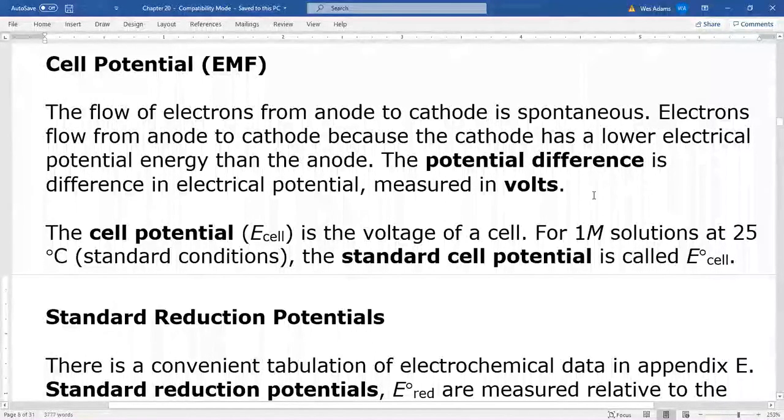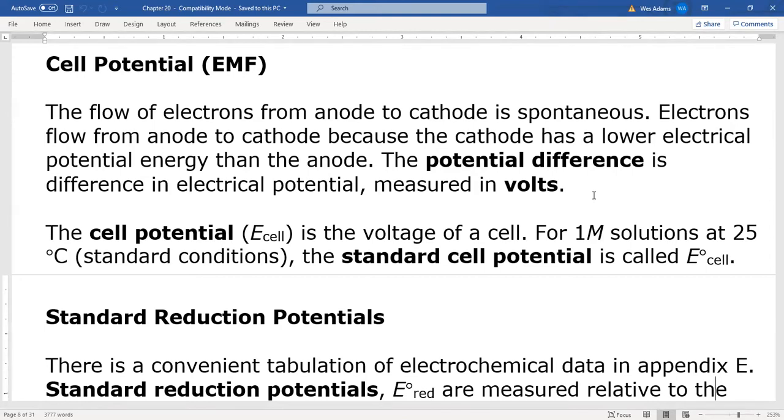Okay, let's talk a little bit about the cell potential, or the EMF. That's going to end up being voltage. So the flow of electrons from anode to the cathode is spontaneous in a galvanic or voltaic cell. And that is, electrons flow because the cathode has a lower electrical potential than the anode. So that potential difference measures the tendency for the electrons to want to flow the way that they do, and we can measure that in volts.